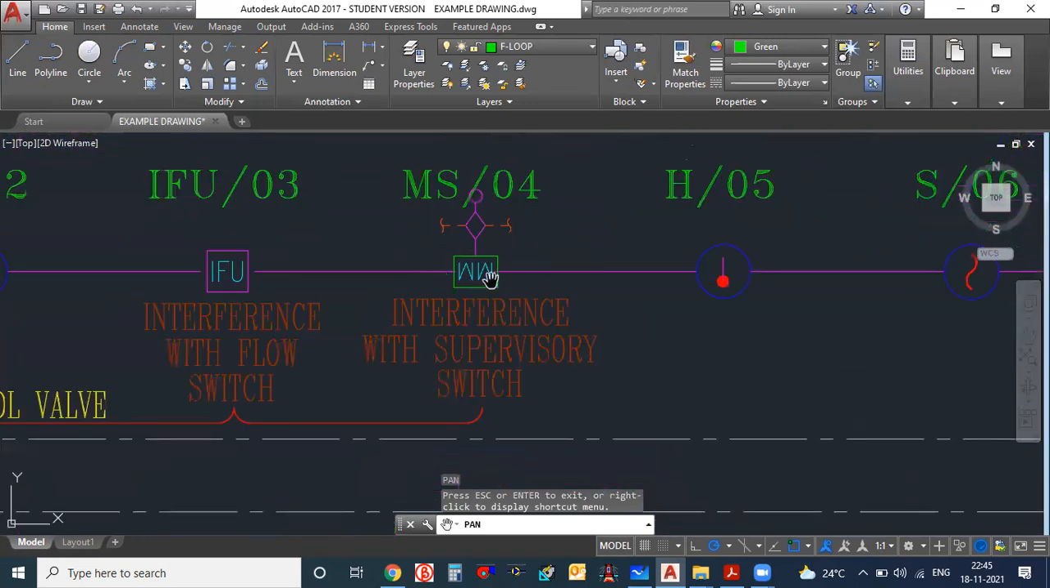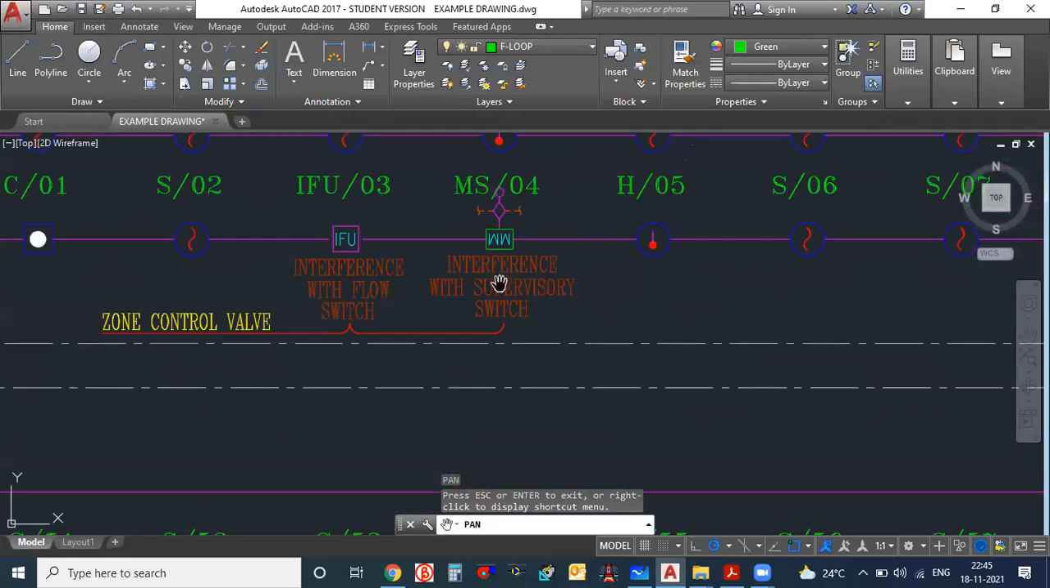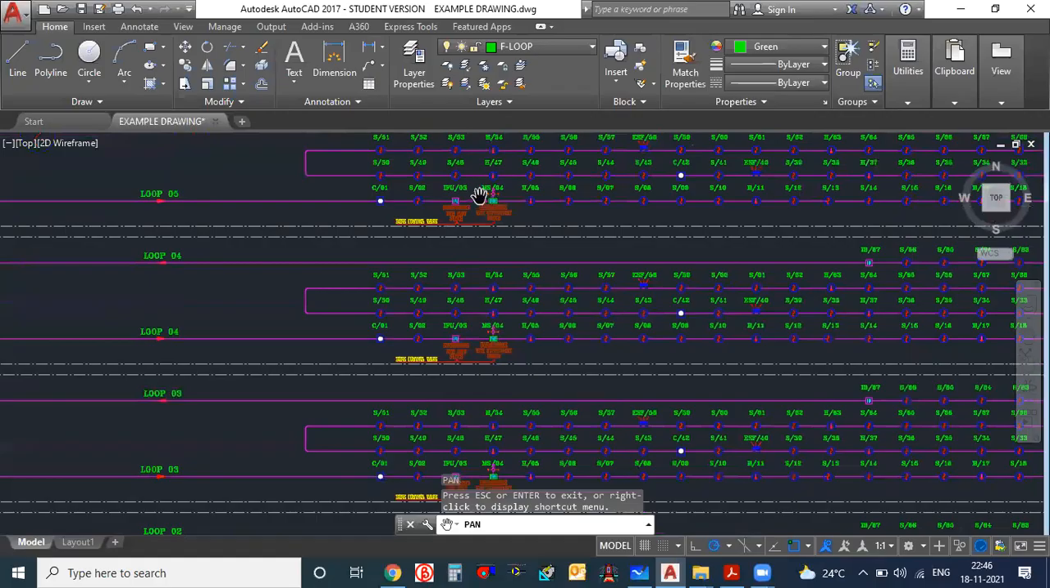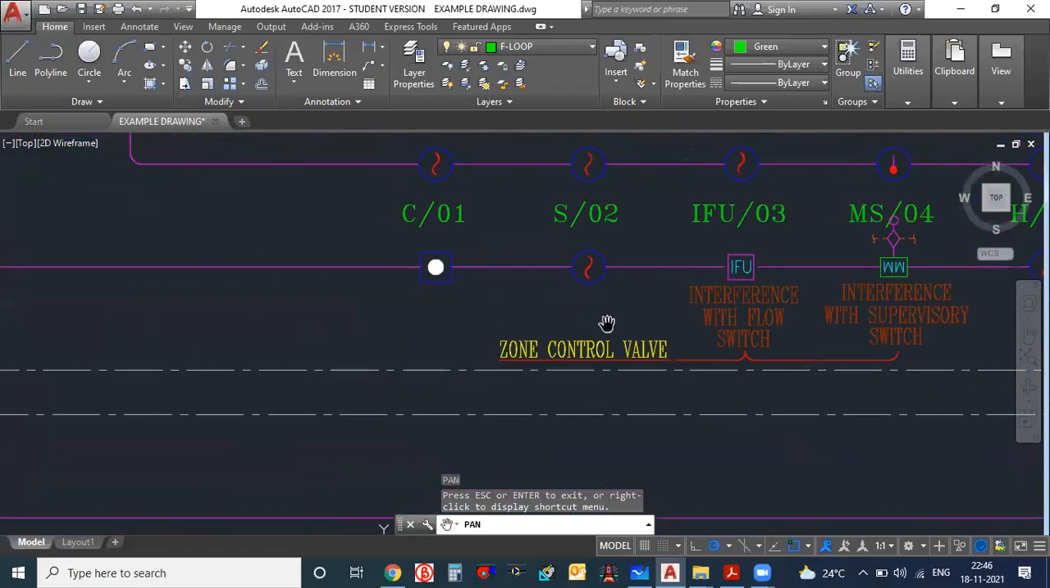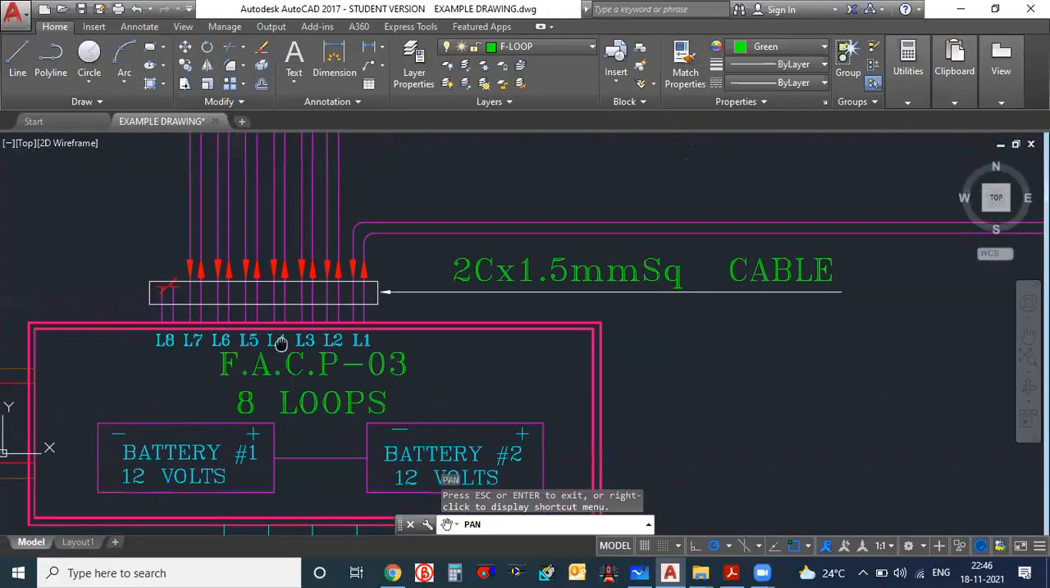Everywhere you will see one monitor module. This MM is nothing but the monitor module only. For each loop, it is connected here. But there will be one control module also. It should be connected because the control module is controlling the monitor module. So we will try to see somewhere here.